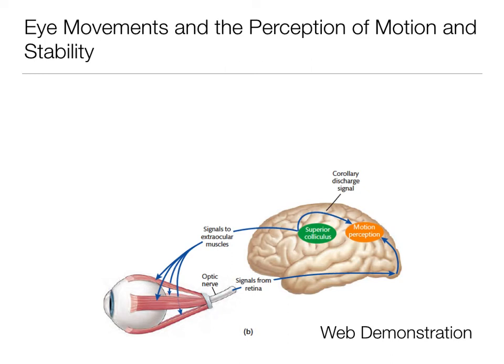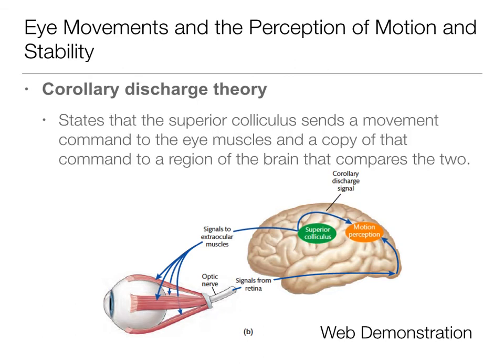One of the ways that we think that this happens, how we're able to integrate this information from our eye muscles with the information that's coming in about movement, is the corollary discharge theory. And this really says that the superior colliculus, remember that part? It was only about 10% of the visual information going there. But what we think is happening is it's sending information both to the eye to move, but it sends a copy of that information to the motion perception section of the brain so that the brain can compare the two.